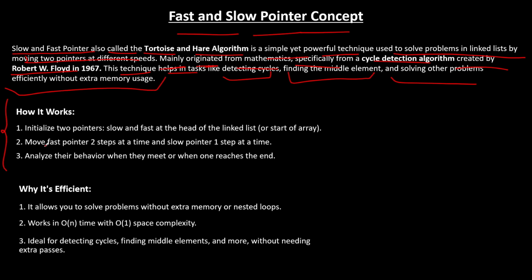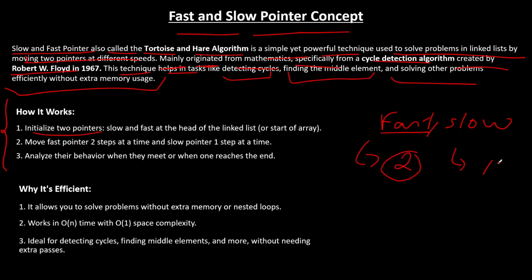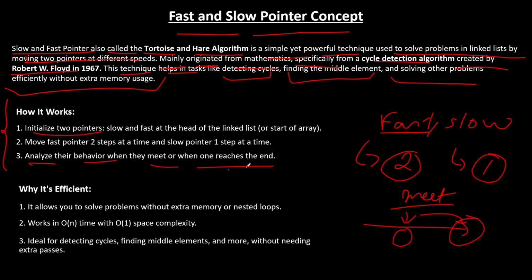Fine, and how does it work? We initialize two pointers: one is the fast pointer, and another is the slow pointer. The fast pointer moves two steps, and the slow pointer moves one step. If it is a circular linked list, there will be a point where both meet each other. If it is a singly linked list without a cycle, the slow pointer will be at the middle node when the fast pointer reaches the end. That's why I wrote here: analyze their behavior when they meet or when they reach the end.